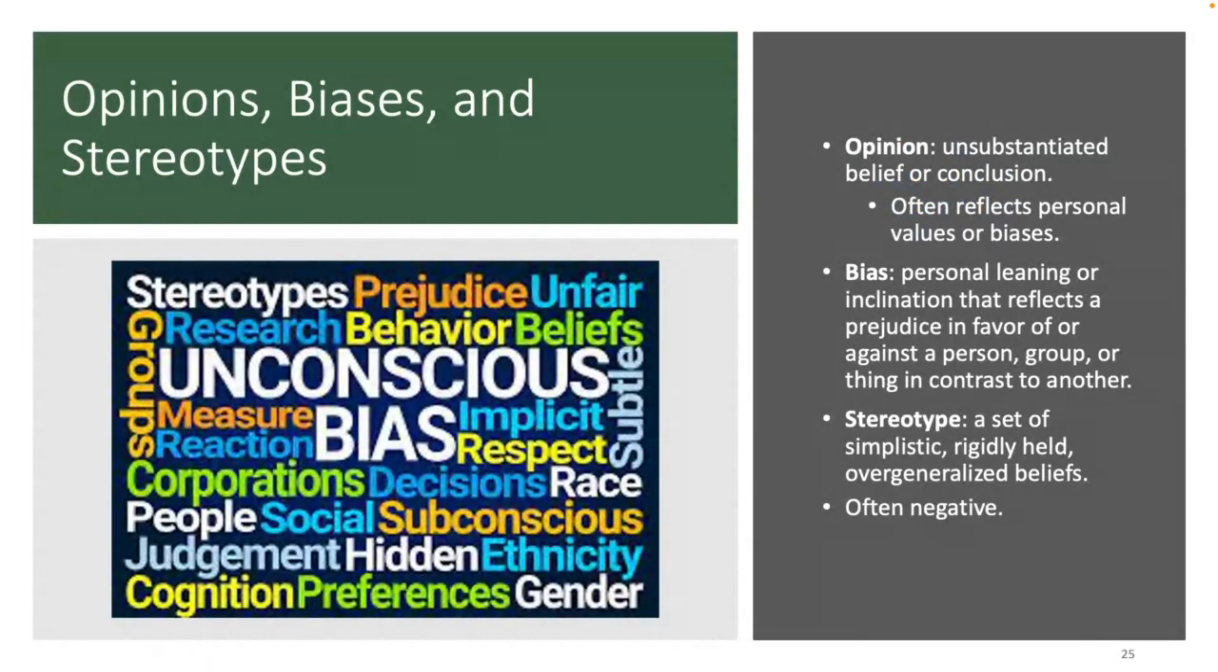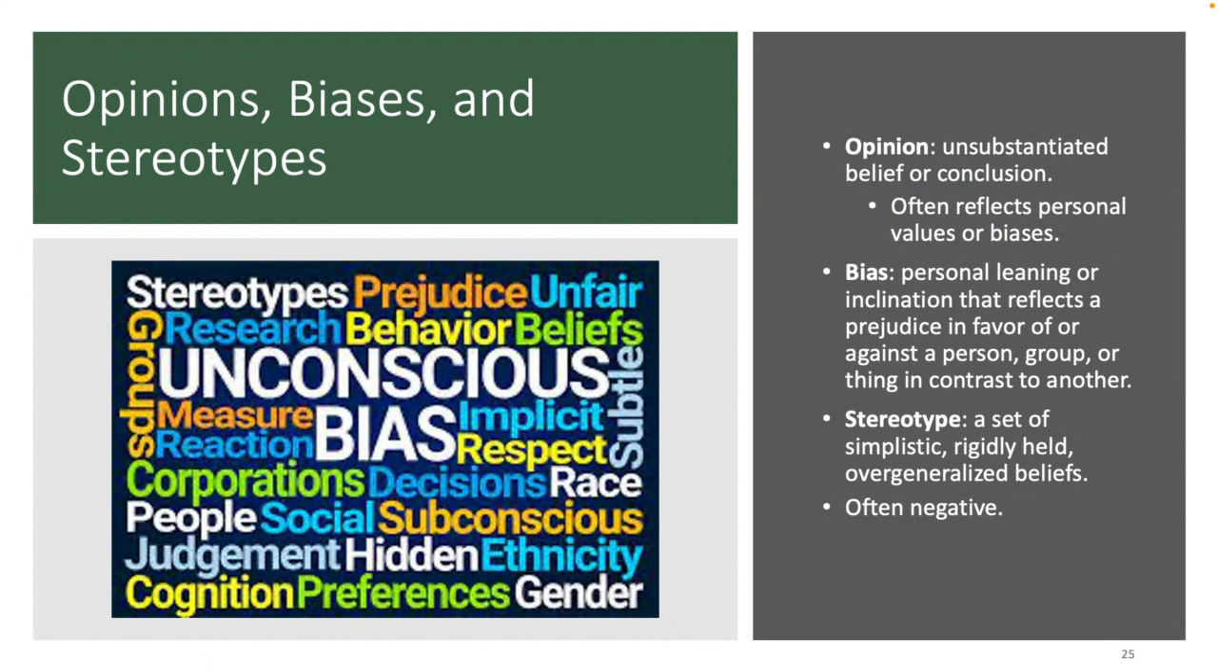Then there's also opinions, biases, and stereotypes. An opinion is an unsubstantiated belief or concern or conclusion, and it's often reflective of our personal values or biases. A bias is a personal leaning or inclination that reflects a prejudice in favor of or against a person or group, or another thing in contrast to another.